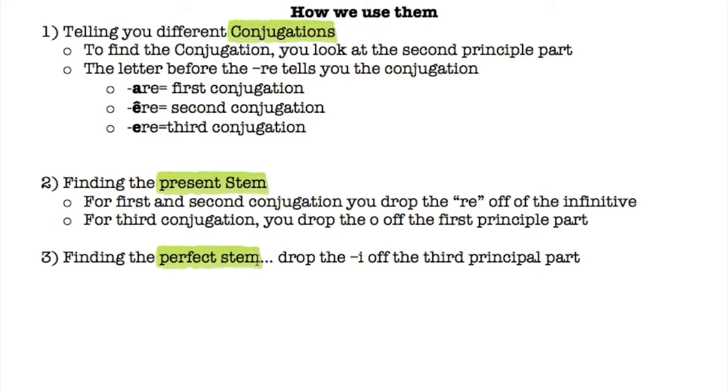So in order to find the conjugations, we're going to look at the second principal part, which I also said is the infinitive. This is always going to end in RE every time. And we're going to look at the letter right before the RE to tell us the conjugation. If we have an ARE, it's first conjugation. If there's an E with a mark over it, either a little hat or a long line above it, it's second conjugation. But if the E doesn't have any mark over it, then it's third.